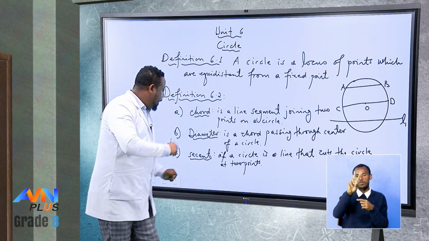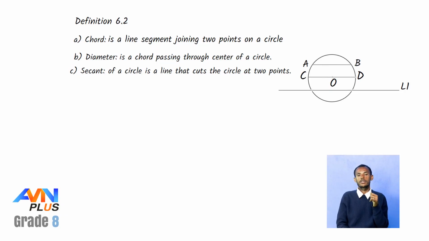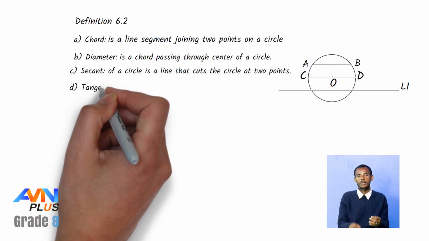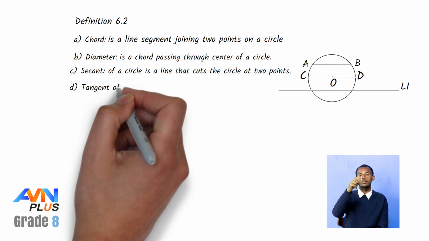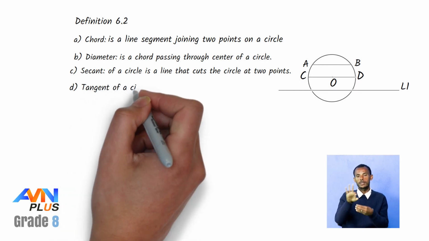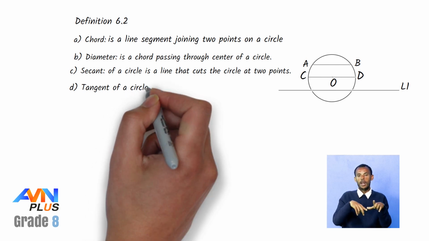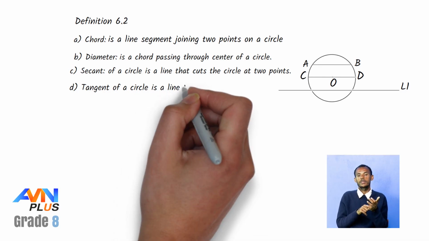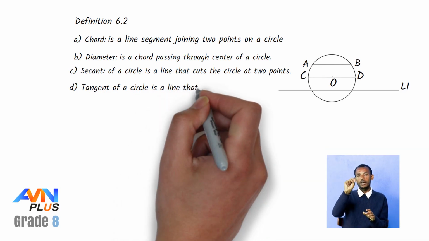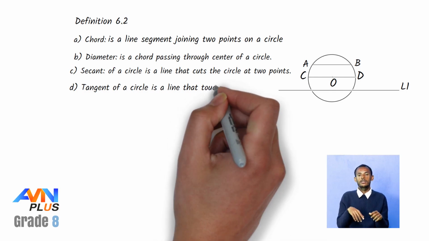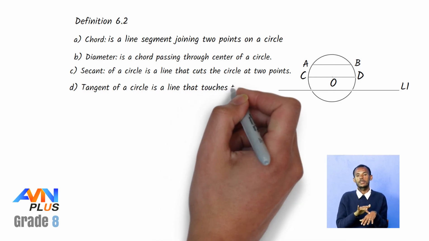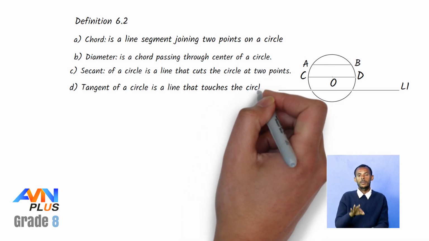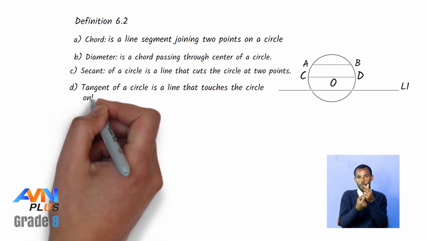And the last one is the tangent of a circle. A tangent of a circle is a line that touches the circle at only 1 point.